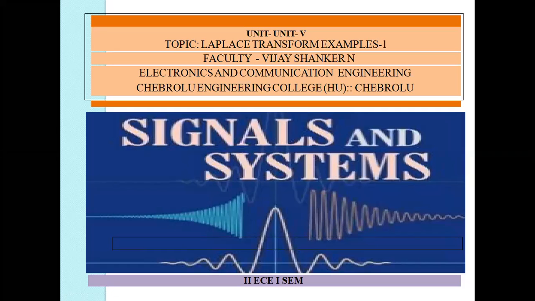Today, we are going to discuss the examples in Laplace transformation. A damped cosine wave is given as f of t is equal to e power minus at cos omega t. Find out the Laplace transformation of this signal.